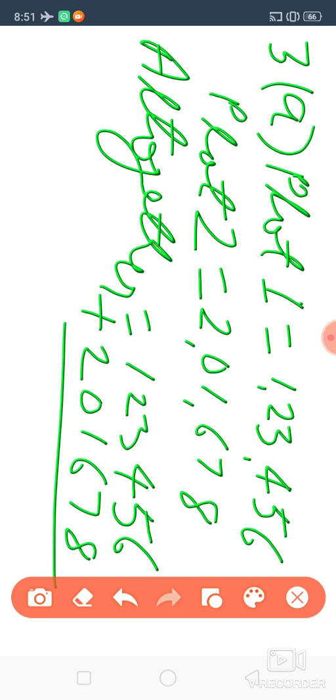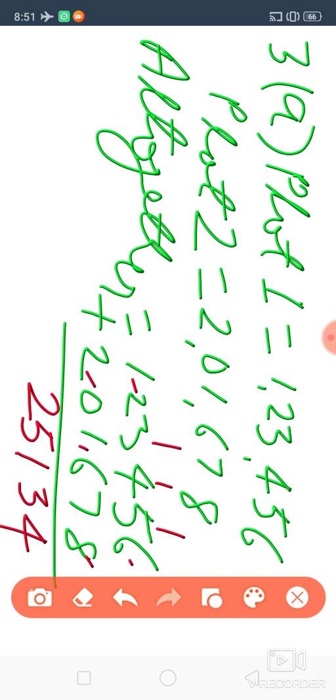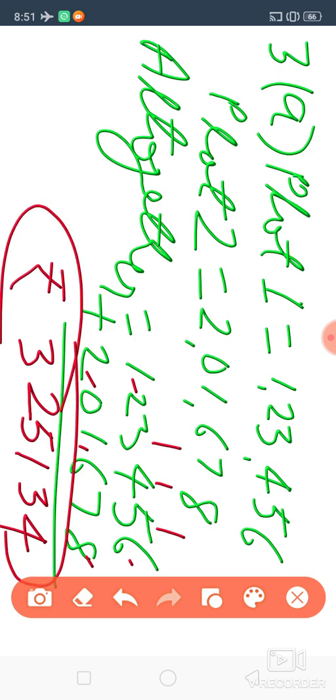Okay, so 8 plus 6, how much will you get? 14, so 4, 1 carried. 5 plus 1, 6, 6 plus 7, 13, so 3, 1 carried. 4 plus 1, 5, 5 plus 6, 11, again 1 carried, so 3 plus 1, 4, 4 plus 1, 5. Then 2 0 2, and 2 plus 1, 3. So altogether she is spending this much rupees. So this is your answer 3A. Okay, I hope this is clear to you.